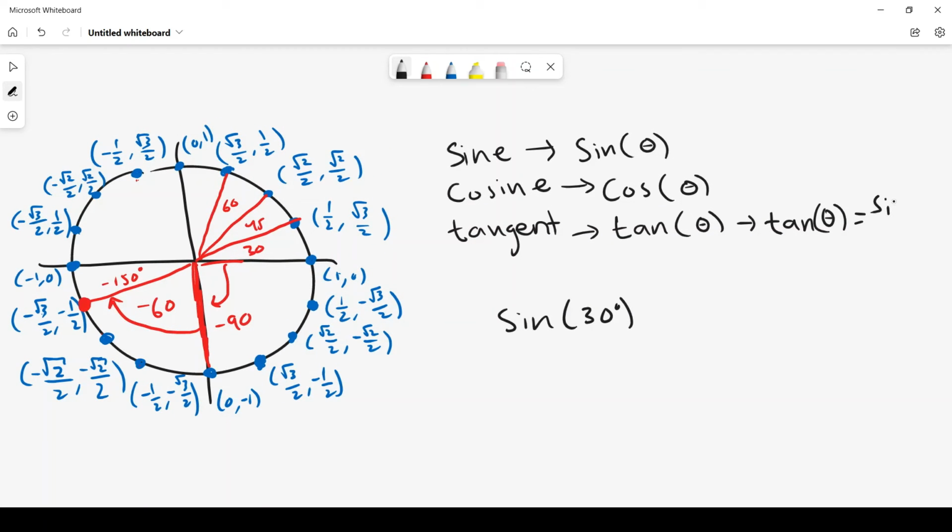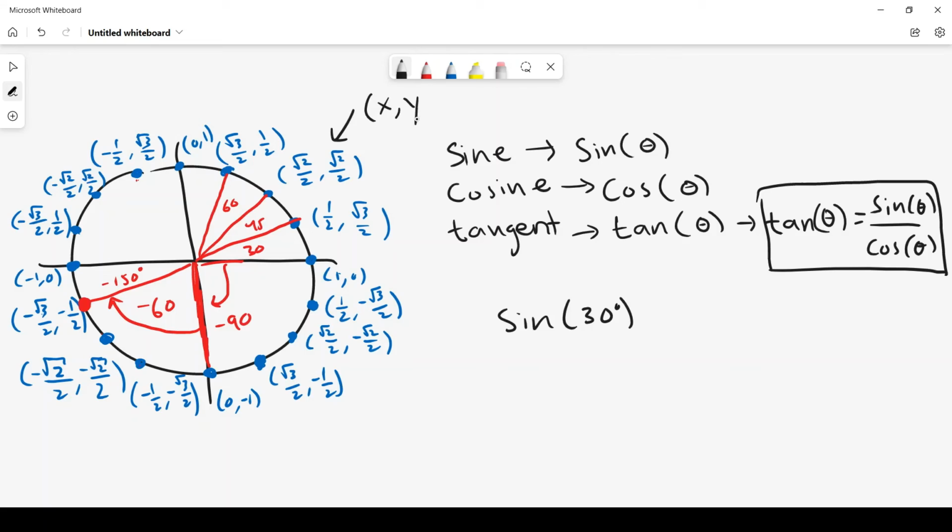Is equal to sine of theta over cosine of theta. This property right here is just something you're going to have to know. But as for the sines and cosines, the way I go about it is that for each of these points right here, you have an x and a y value.